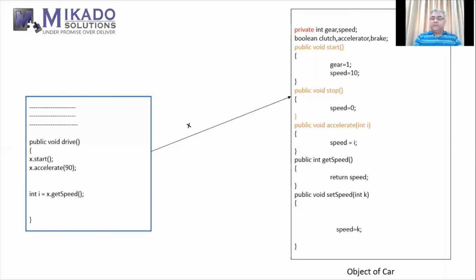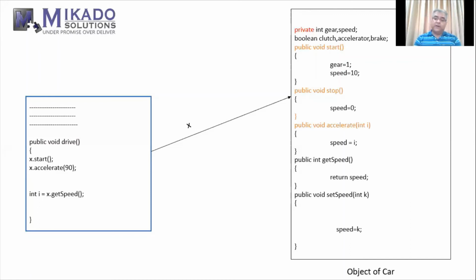getSpeed and maybe a method setSpeed. If you look at this method setSpeed, what it is doing, speed is equal to k. It is assigning. This method is being used to assign a value to the speed variable. So keep the data private, give two methods, one to access, one to assign.